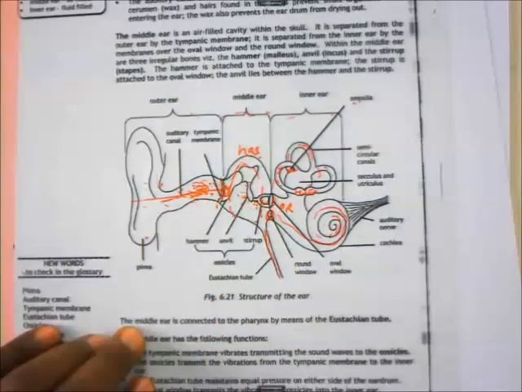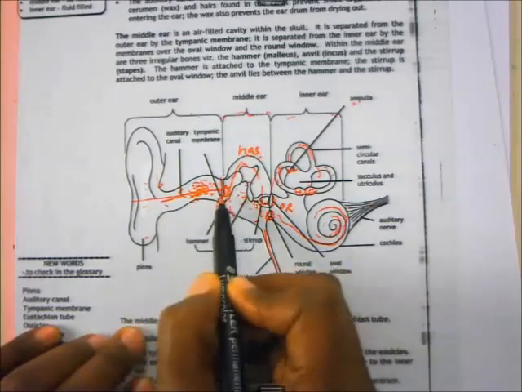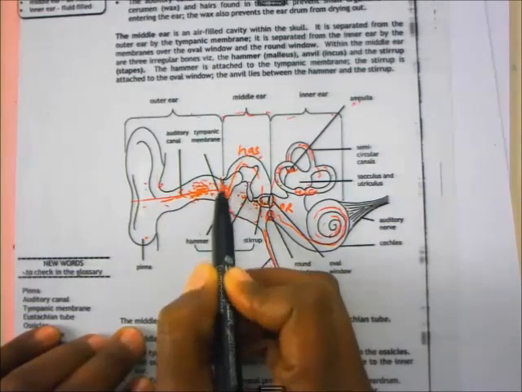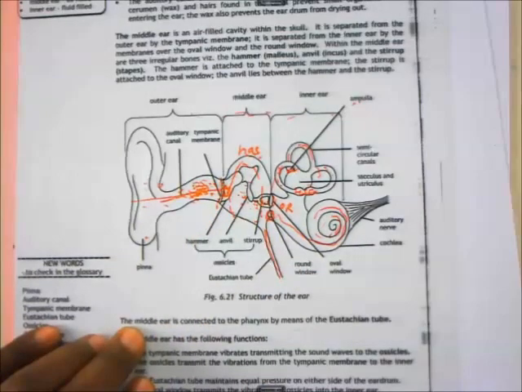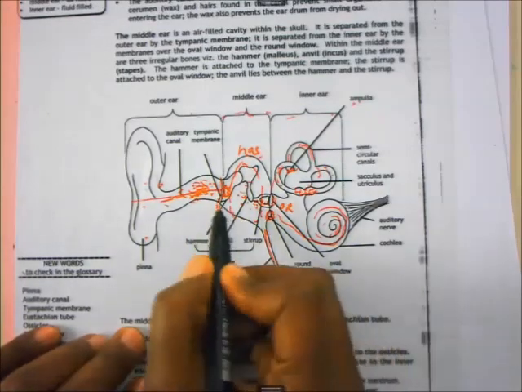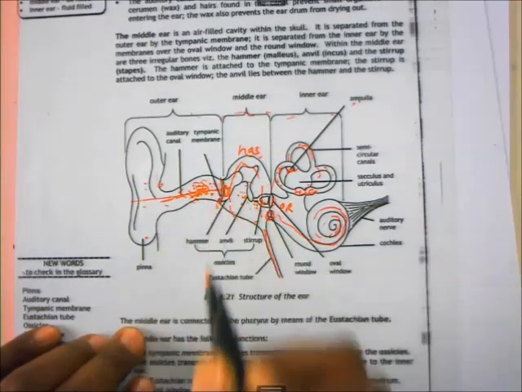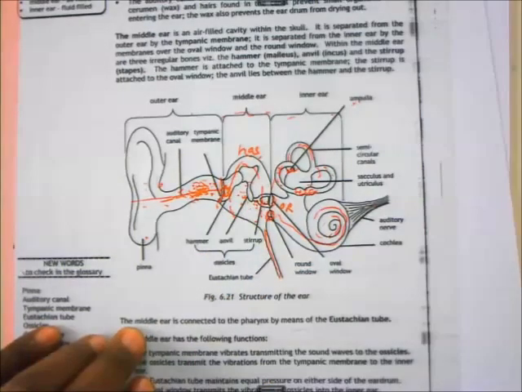Sometimes we do poke our ears with earbuds. Those earbuds can also damage the tympanic membrane, making a scar to develop on the tympanic membrane. That scar is going to interfere with the movement of the sound waves. So now the scar will cause hearing again to be impaired.